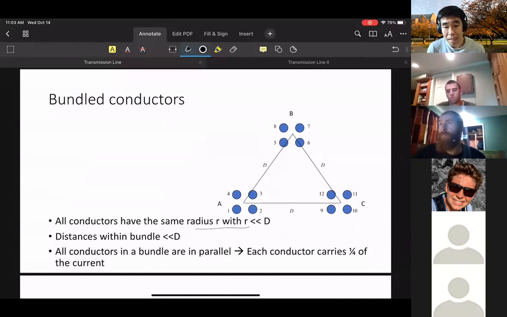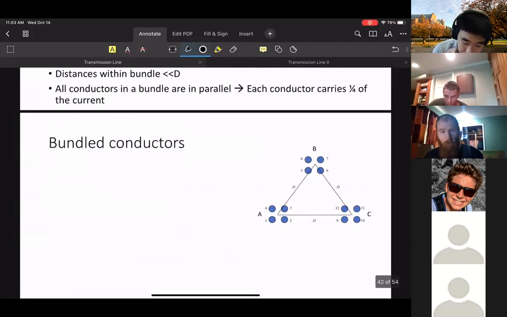We'll assume that within a bundle, the distance is much less than the distance separating each bundle. And we'll assume basically everything is symmetrical. And it turns out the equation becomes the following.